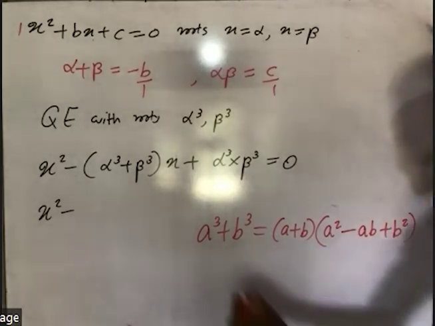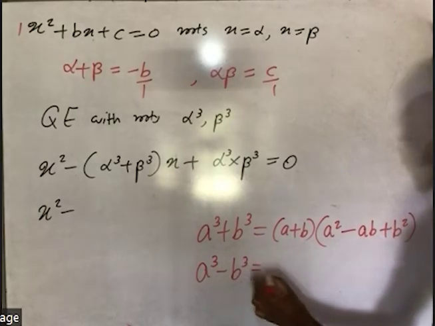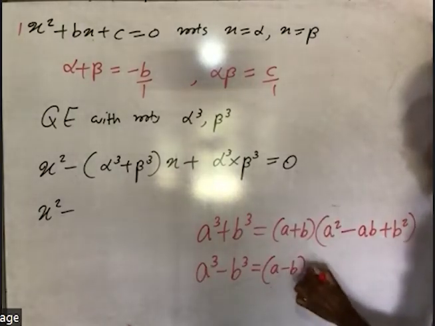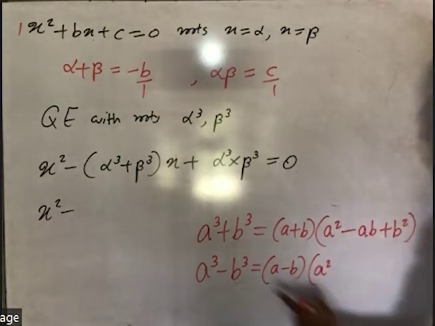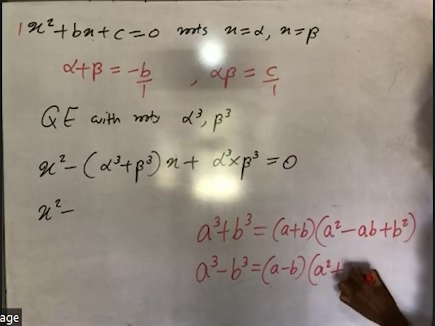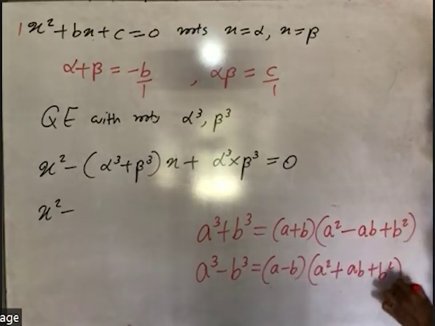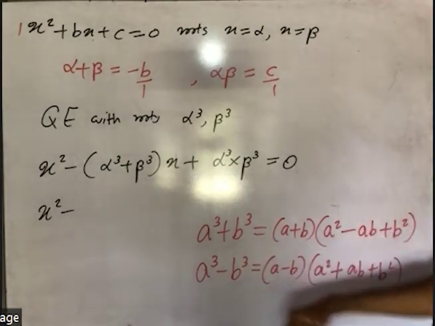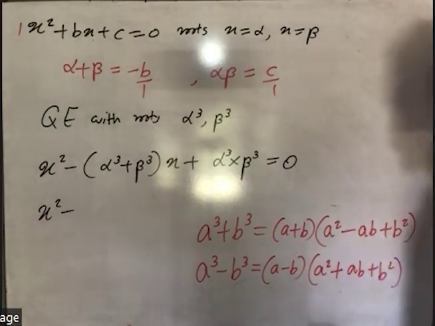Right. Same way, if you have a to the power 3 minus b to the power 3, you can write down first forget the power, then first factor a minus b. Second factor, take the square of the first one. If you have minus, change this to plus ab plus square of the second one, b square. Right. So in this way, you can factorize these two expressions.